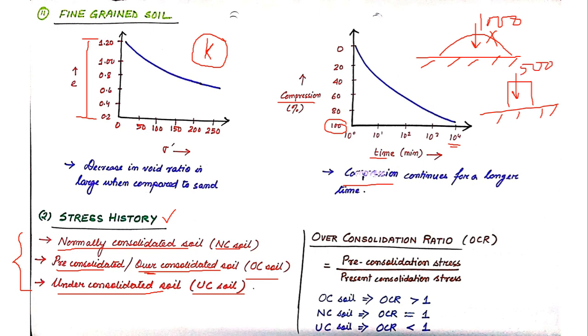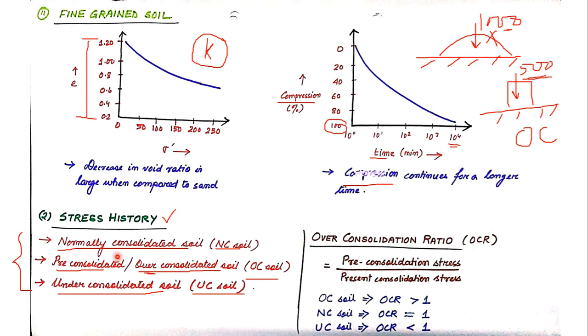So obviously now the soil is subjected to a lesser amount of stress compared to its past. Such kind of condition gives rise to over consolidated soil, or OC soil. That means a soil is said to be over consolidated if its previous pressure was higher than the present pressure. If the previous effective stress, to be more precise, was higher than the present effective stress, then that type of soil is known as over consolidated soil, or OC soil.